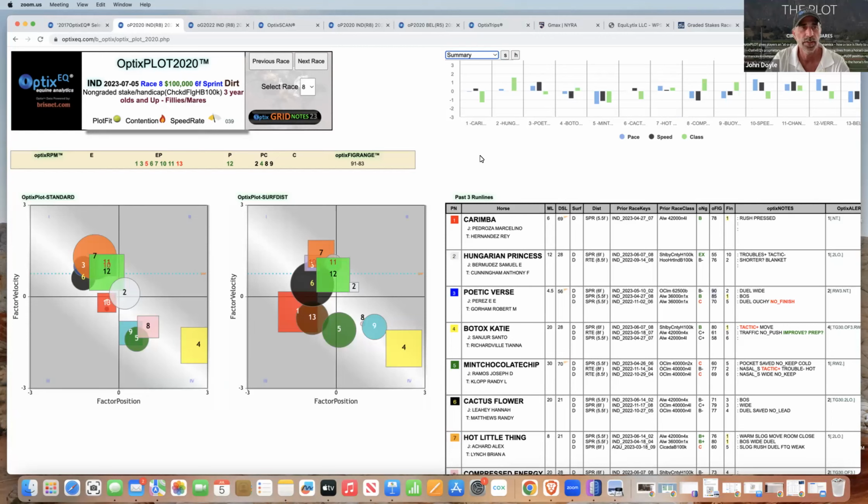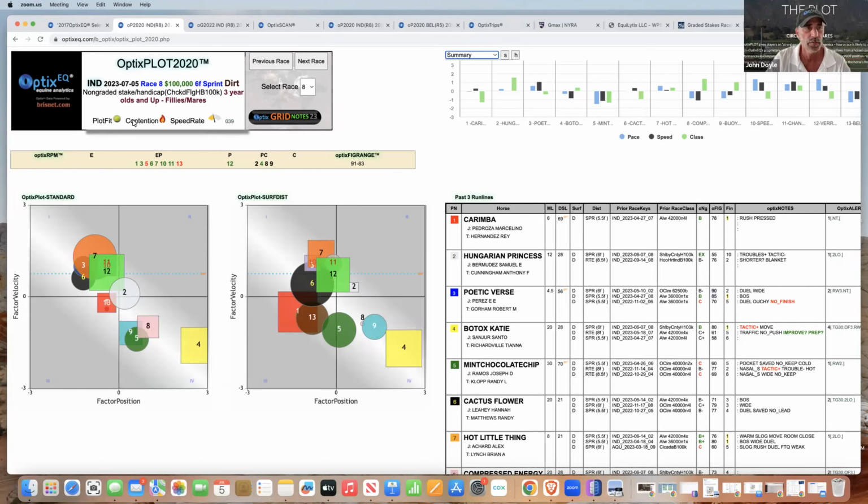Today I'm going to look at Indianapolis, Horseshoe Indianapolis, race 8. It's a stakes race and it's a pretty good race. And it's a pretty good card at the Horseshoe on Wednesday, July the 5th. I'm doing it right the day of the races. The scratches are in, so this is the most recent plot.